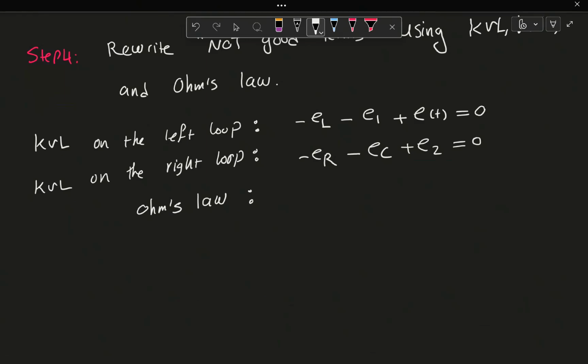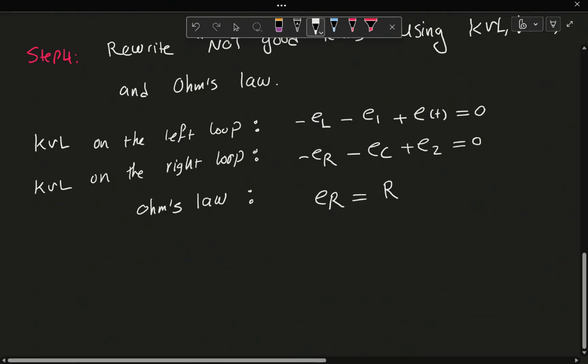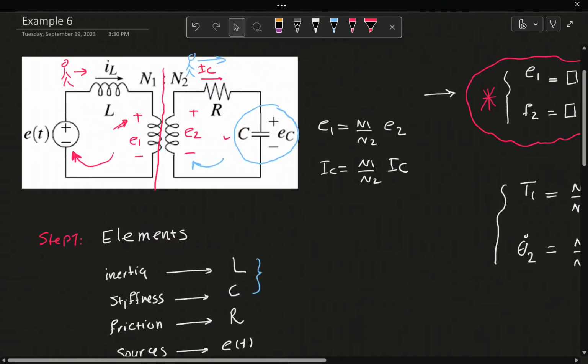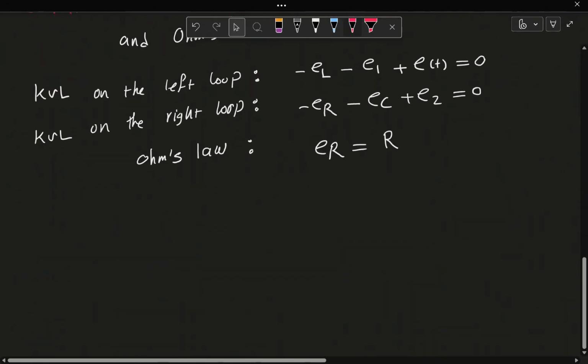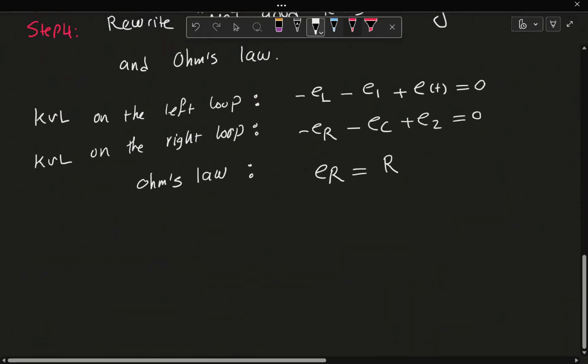The last thing that you can do is using the Ohm's law. For the Ohm's law, you guys know that ER, or the voltage drop across the resistor, is the value of the resistor multiplied by the I that passes through that resistor. In this problem, you notice that the I that passes through the resistor is the IC. Yes, so I'm going to write it down as IC. Good.